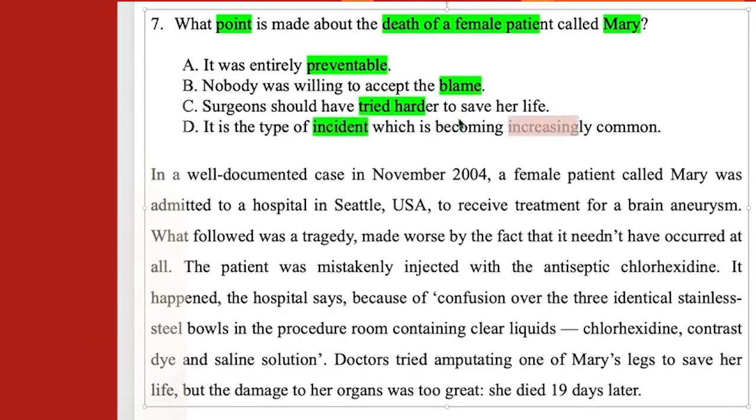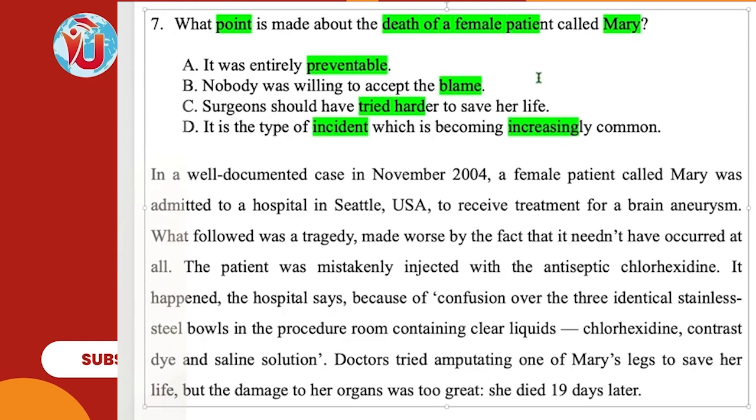So the first one says it should have been preventable, it was entirely preventable. The second one says who has to be blamed? Nobody was willing to accept the blame. The third one says doctors should have tried harder. The fourth one says incidents of this type are increasing.